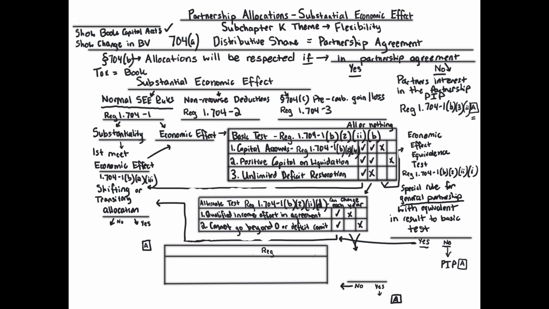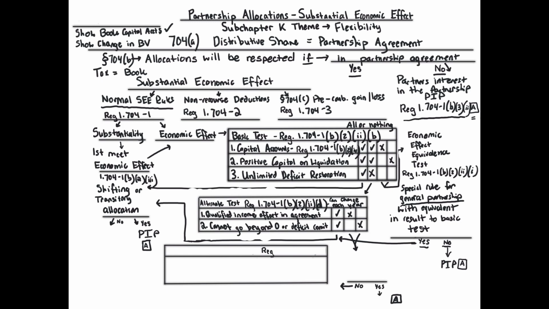So if it's shifting or transitory, then it fails substantiality, and then it's going to be PIP. And I have, again, an A there because it goes back to our Reg 1.704-1(b)(3)(ii), our factors test, which is A. Partner's interest in the partnership. We focus on factors. Again, we don't want that because the certainty is bad.